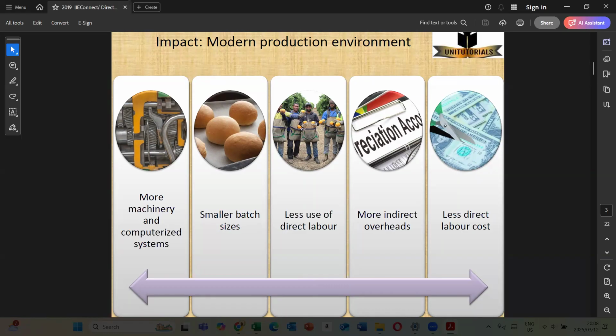Back then, people used to pick oranges, lemons, apples by hand. But these days there's use of combine harvesters to harvest the crops. So there's less use of direct labor and more indirect overheads. What type of indirect overheads are we looking at? We're looking at depreciation. Remember, the machines that we use in production are depreciated. So there are more indirect overheads and less direct labor.